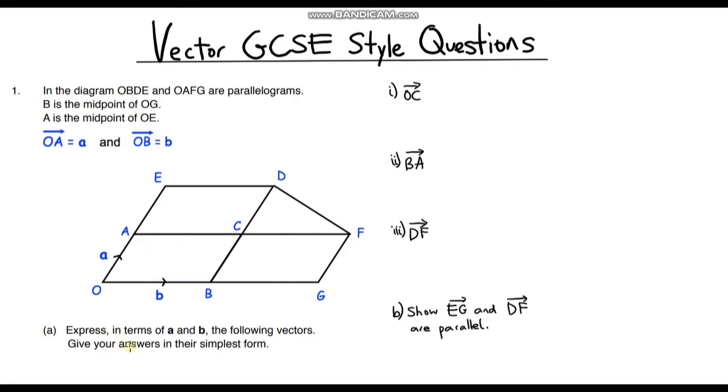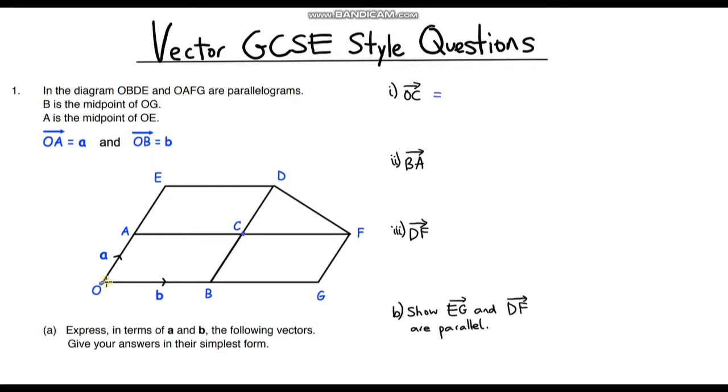Now the first question says, express in terms of A and B the following vectors and give your answers in their simplest form. So the first one is the vector OC. So remember, always think about your start and end points. So we're starting at O and finishing at C. So we're starting here and finishing here.